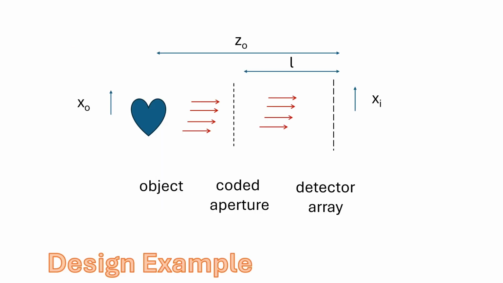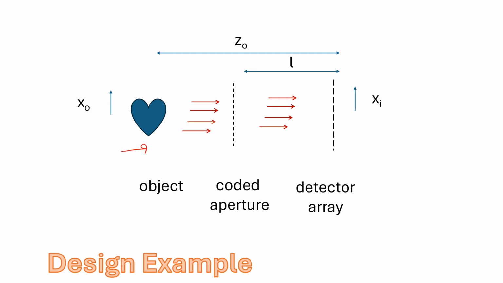In the text and in the GitHub repository, there's a particular design example to allow you, the reader, to explore the design space of coded apertures and coded aperture imaging for X-ray systems. In this case, it's a compressive coding system. We have a two-dimensional object. Here's X and Y.